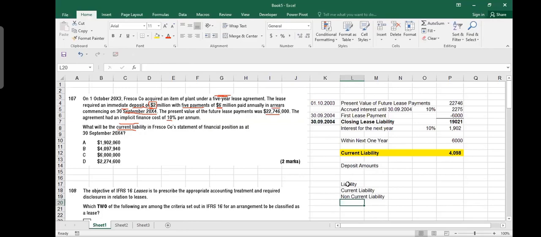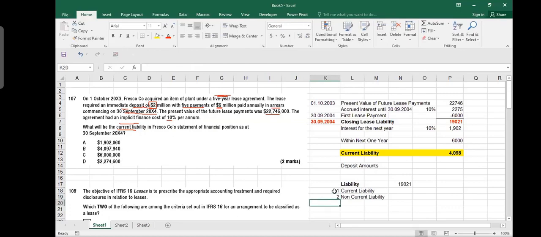Now, if they ask you about liability, which means total liability, your life is easy. You can take this 19 million as the answer. Your total lease liability as at 30th September is 19 million. That is straight, that is simple. You just write down this 19 million. No problems. But when they ask you for current liability or non-current liability, for current liability you need to do one more calculation, and for non-current liability you need to do two more calculations.